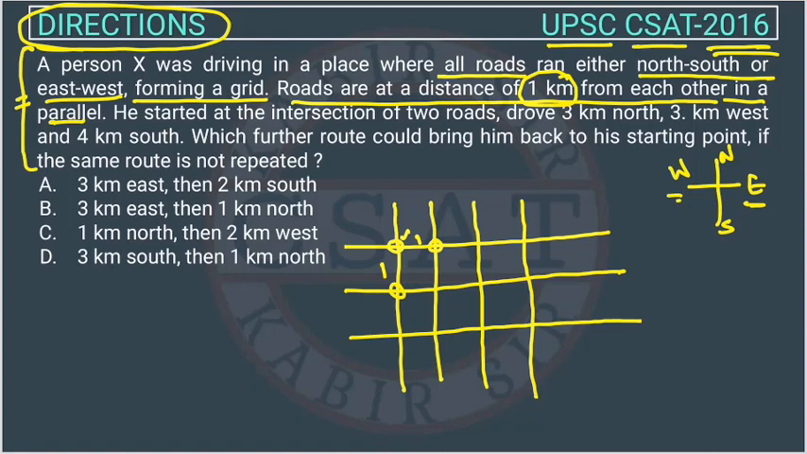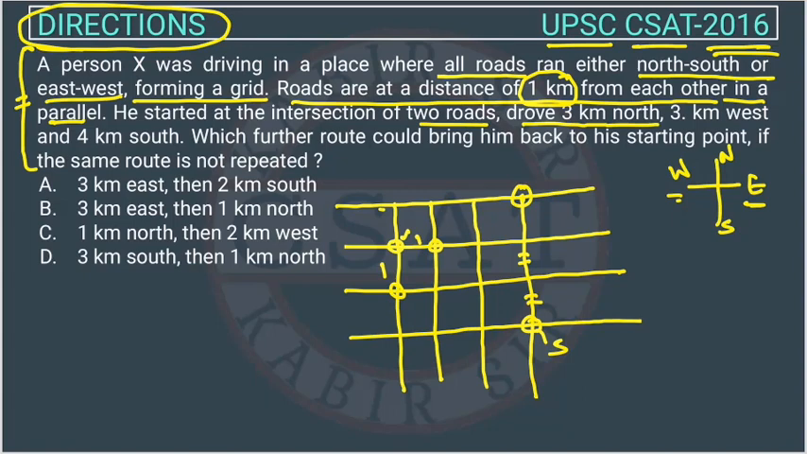Now he started at the intersection of two roads, drove 3 km north, right? So suppose he started from this point, right? This is the starting point. So he is driving 3 kilometers. So this is 1, 2, right? So we will draw one more line here. So he is reaching here, right? So this point he is reaching. This is the north. That's why we are moving in this direction.